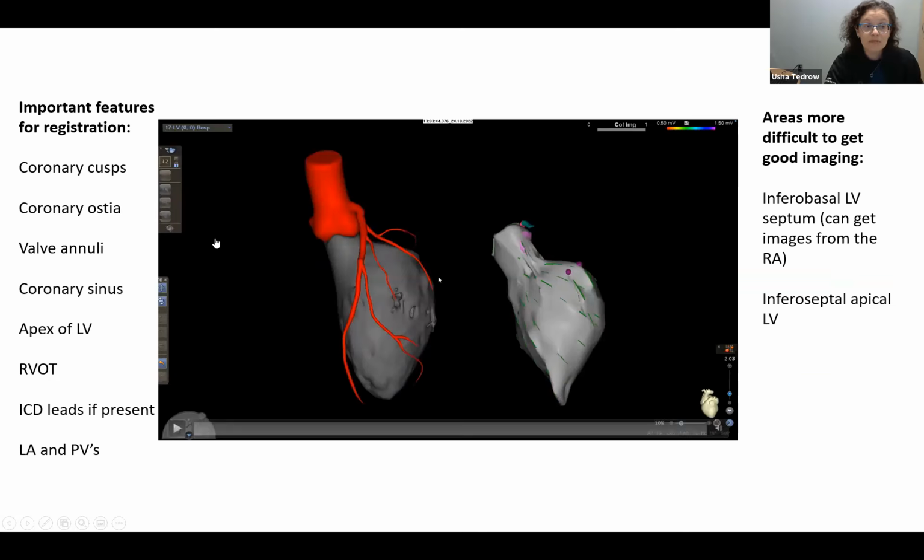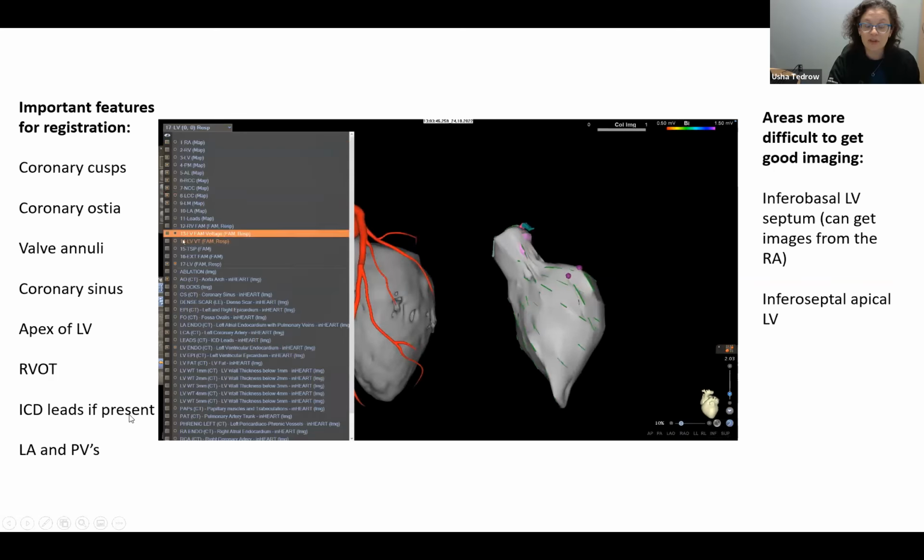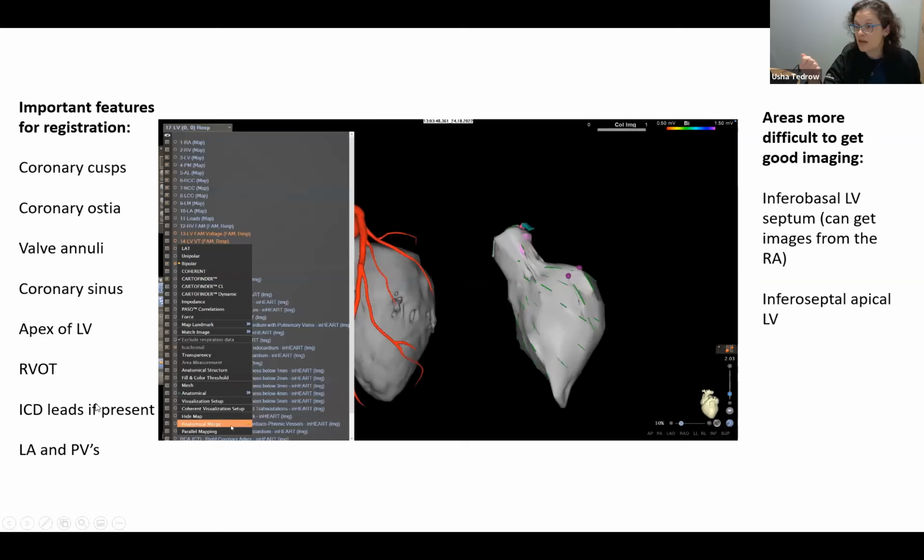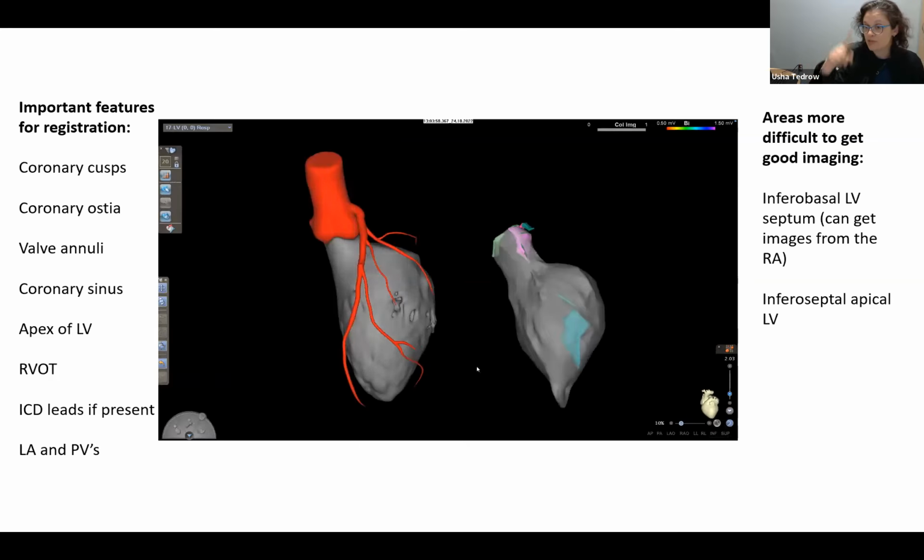So when I'm looking for spots to register, I look for the coronary cusps, the coronary ostia, valve annuli, the coronary sinus, the apex of the LV, as we mentioned before, the RVOT, and then if there are ICD leads present, what's nice on ICE is you can get them in real time, and it is helpful, I think, to help with your registration.